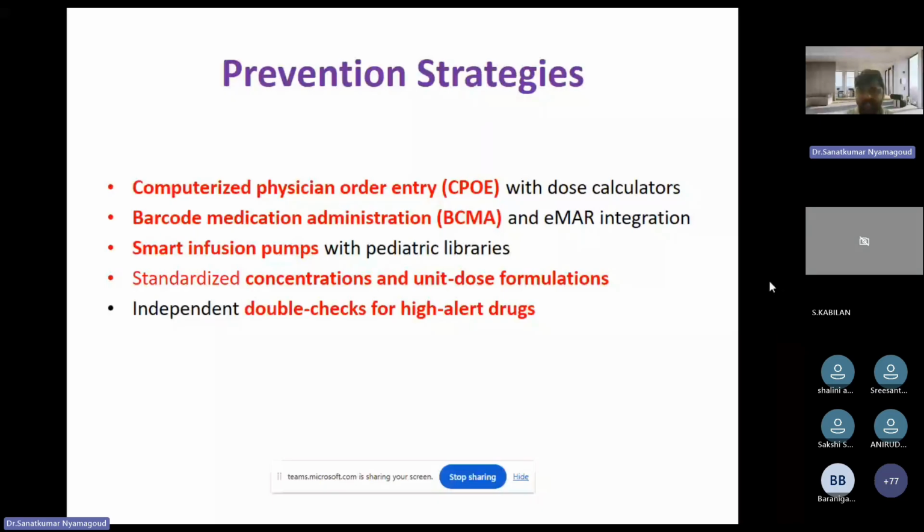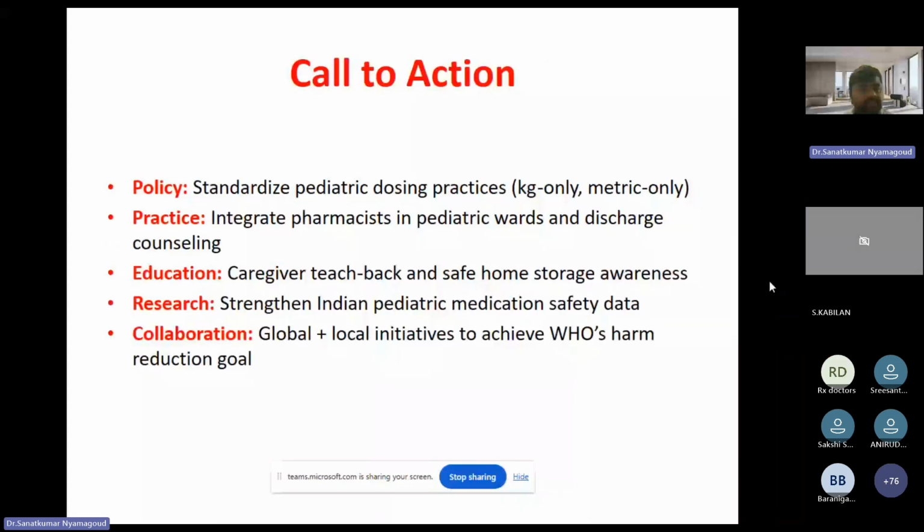What is the call for action for overall today's presentation? We should have policy and we should have practice. When there is a standard policy for dose calculation, and a standard practice of integrating clinical pharmacists in the pediatric ward, discharge and patient counseling, this double P, policy and practice, leads to good education for caretakers and safe home storage awareness. By doing this, you as clinical pharmacists can also do research, strengthening the Indian pediatric medication safety database. Last is collaboration. You should collaborate globally and on local initiatives to achieve WHO's standard protocol of harm reduction goal.